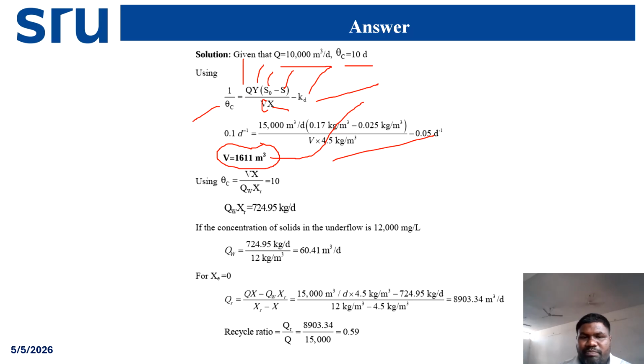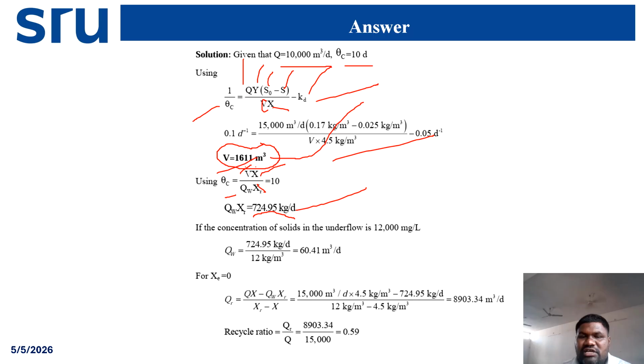So the volume of the aeration tank will be 1611 meter cube. There will be another equation, theta c equal to V into x divided by QW into XR. Theta c we know, volume we know, x we know, XR also known. Only the QW value needs to be calculated. Here QW XR equal to Vx divided by 10, that will give 724.95 kg per day. So this is the mass wasted.